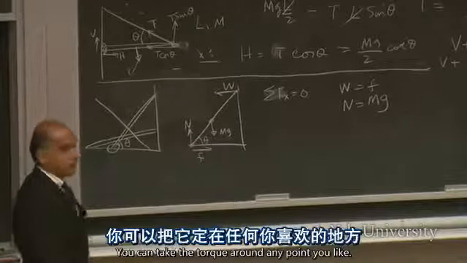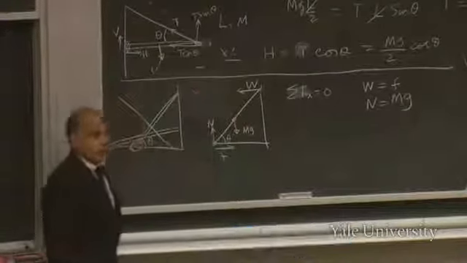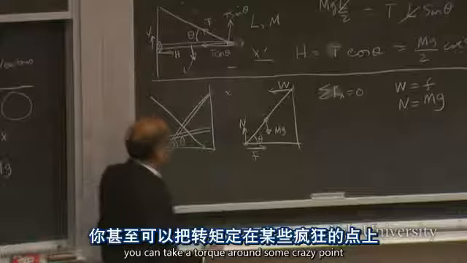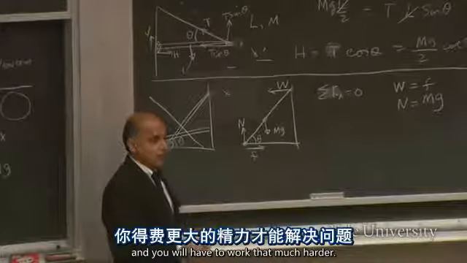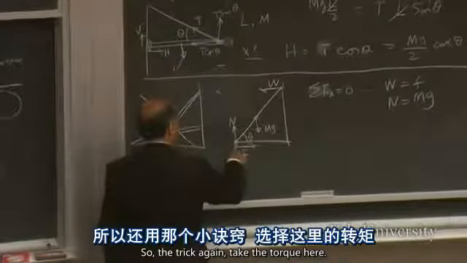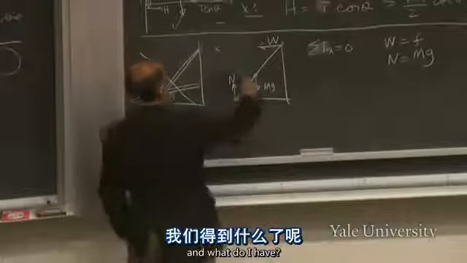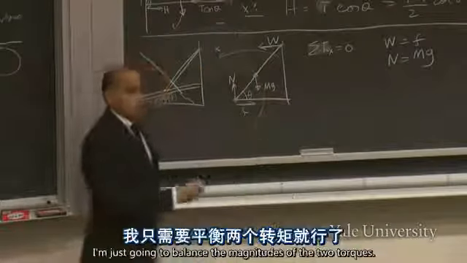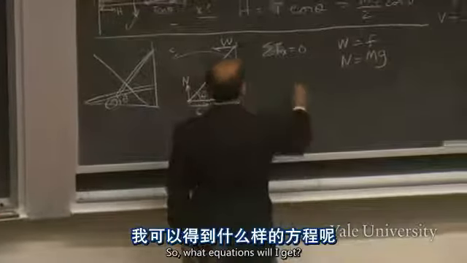You can take the torque around any point you like. In fact, you can take a point here. If you want to really punish yourself, you can take a torque around some crazy point, and then N and F will all come into the problem, and you will have to work that much harder. So the trick again, take the torque here. Then N and F are gone, and what do I have? I have mg trying to rotate it this way, I have W trying to rotate it that way. I'm just going to balance the magnitudes of the two torques. So what equations will I get?